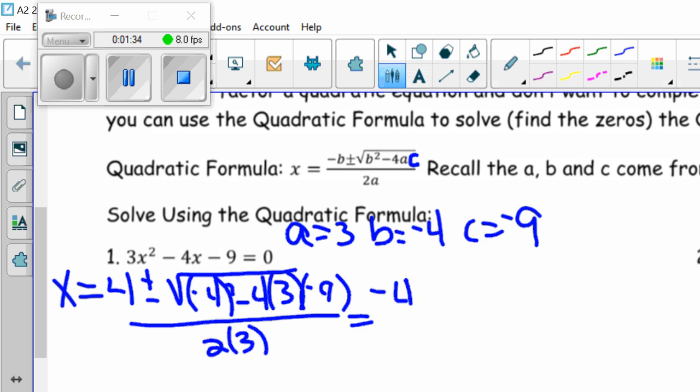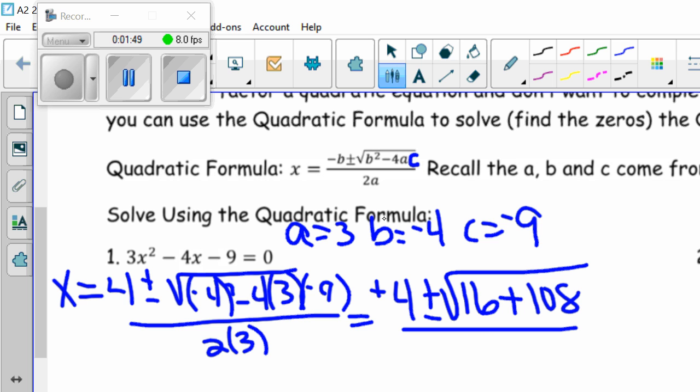So when I simplify what's underneath my radical, so I have 4 plus or minus the square root, negative 4 squared is 16, negative 4 times 3 is negative 12, negative 12 times negative 9 is plus 108, everything divided by 6. So again, x equals 4 plus or minus, so underneath my radical, 108 plus 16 gets me 124. Everything over 6.